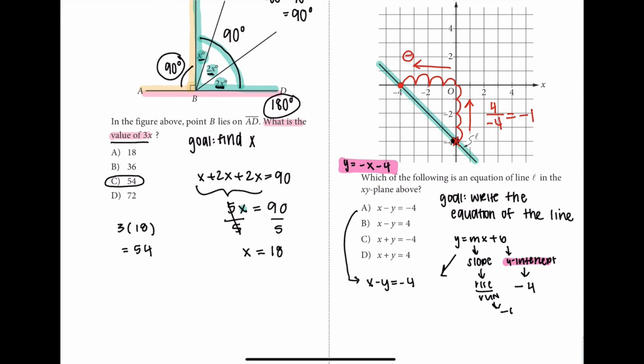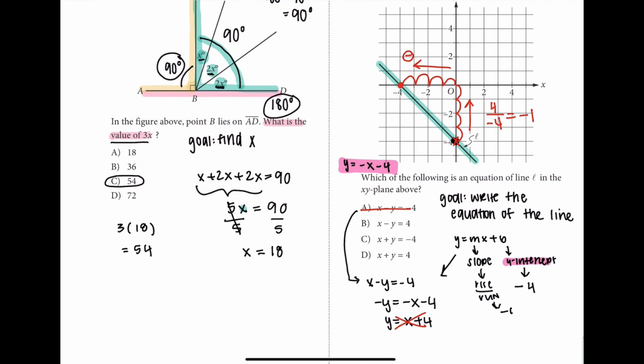I'm just going to rewrite this so that we can see it in the same format that our equation is in. So first I have x minus y equals -4. I'm going to move this x to the right side. So that will now be -x minus 4. And remove the negative sign from the y by dividing every term by -1. So now that's going to be +y equals +x plus 4. And this equation does not match what we have above. So we can eliminate A.